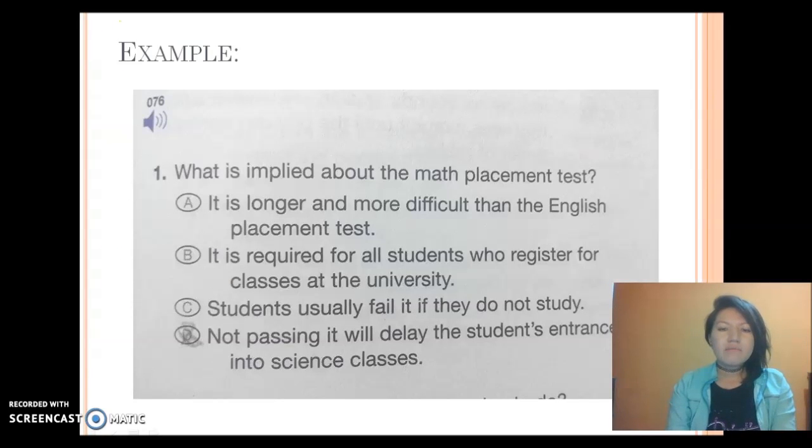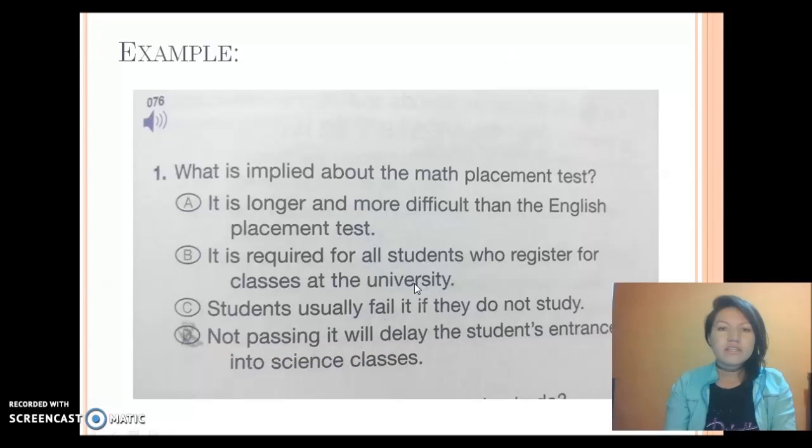What is implied about the math placement test? We have here some options. A. It is longer and more difficult than the English placement test. B. It is required for all students who register for classes at the university. C. Students usually fail it if they don't study. And D. Not passing it will delay the students' entrance into science classes.